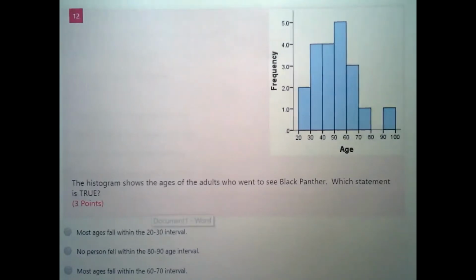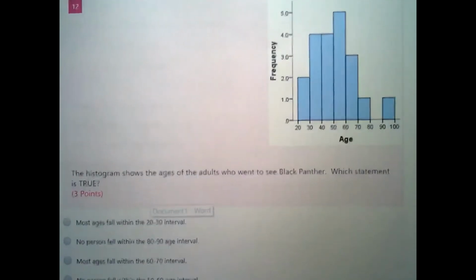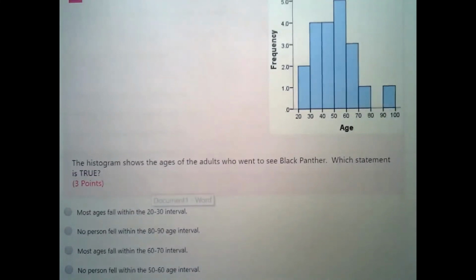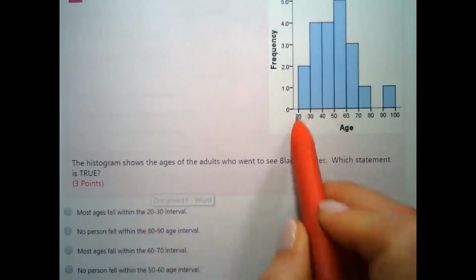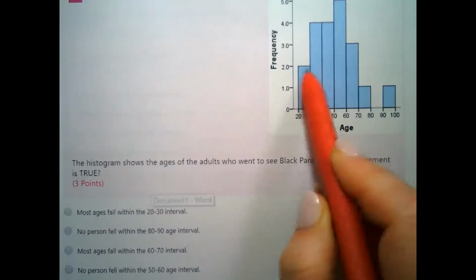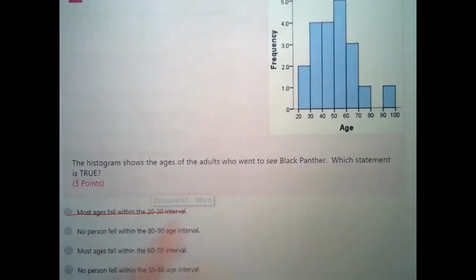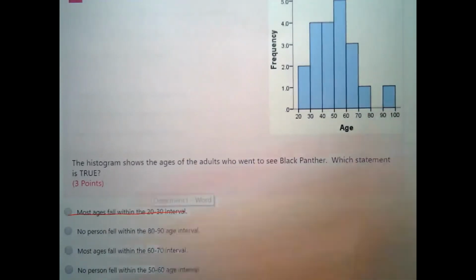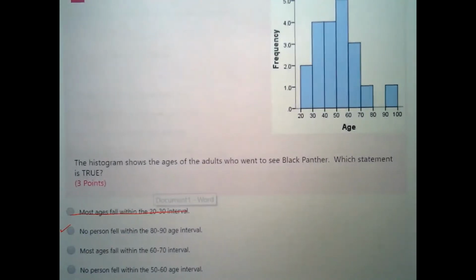Okay, let's go on to question number 12. It says the histogram shows the ages of the adults who went to see Black Panther. Which statement is true? So we're going to check all of them to see if any of them are true. It says most ages fall within the 20 to 30 range. So between 20 and 30, is that the highest bar that we have here? Nope, that one's out. No person fell between 80 and 90. Well, there's no bar here, which means that this is true. But we're going to just double check to make sure that we're not missing something.